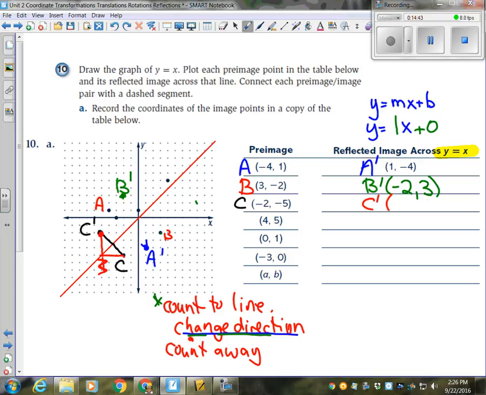So C prime would be, to get there from the origin, I'm going to go back 5 and then down 2. Do you see a pattern? I hope that you do. So here's the pattern.